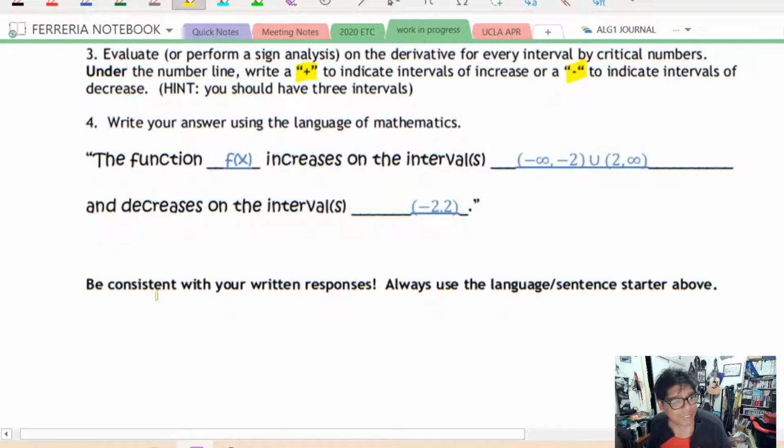So be consistent with your written responses. Always use the language sentence starter above. If this is a sentence starter that makes a lot of sense, it makes a lot of sense to me. So this is what you should be writing every time.